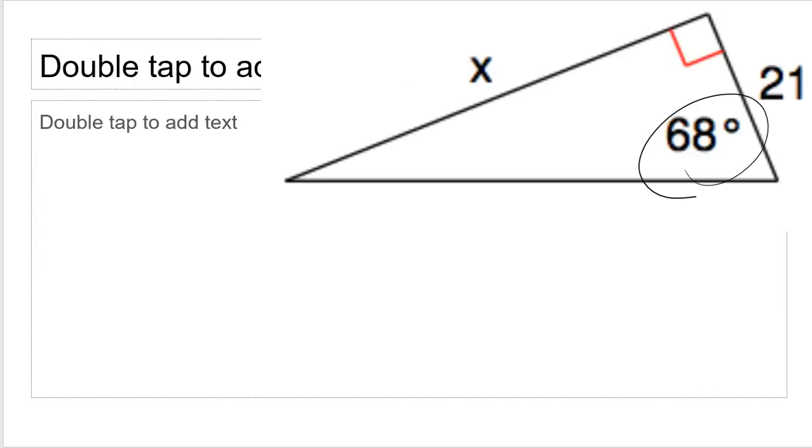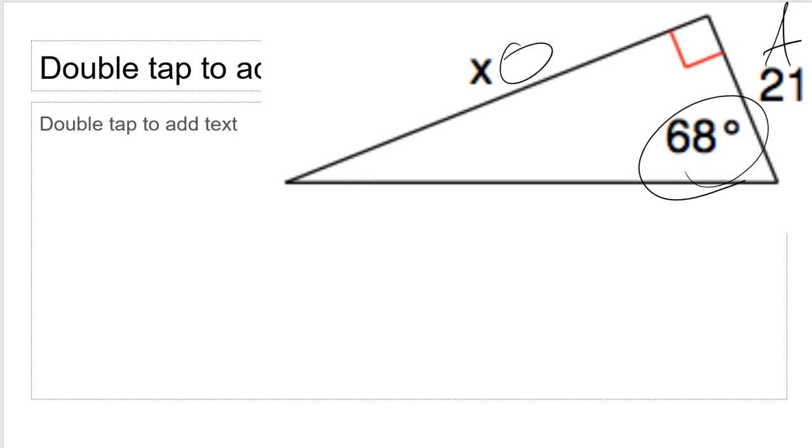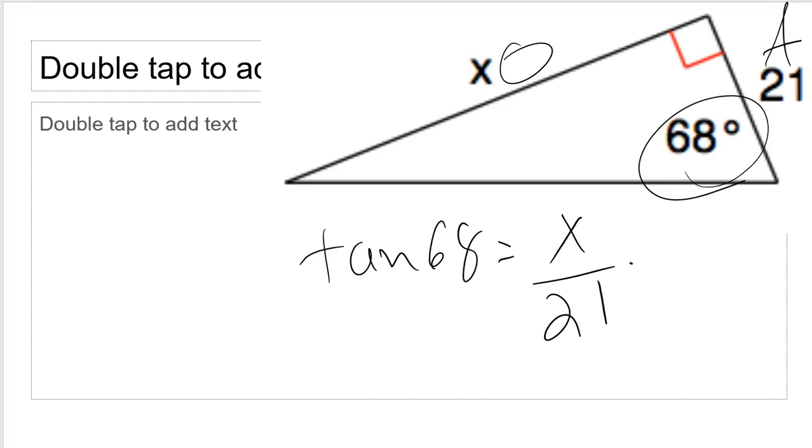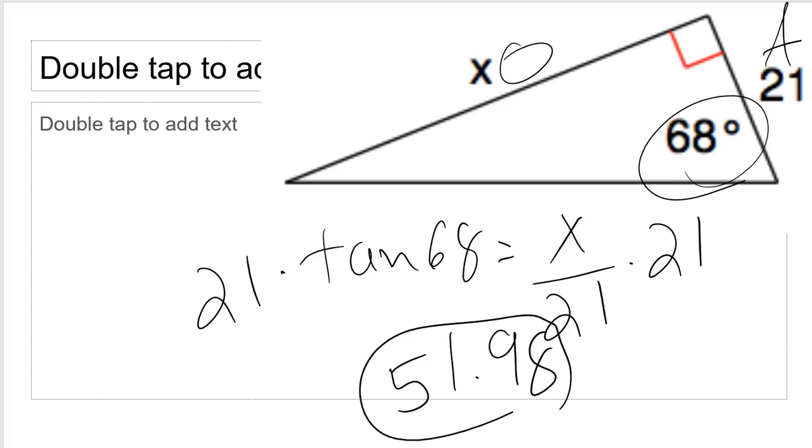Let's see, here's my angle. This is opposite and this is adjacent. We're going to use tangent again. Tangent of 68 equals x over 21. So I'm going to multiply both sides by 21. I get 21 times tangent of 68, and we're going to get 51.98. There you go.